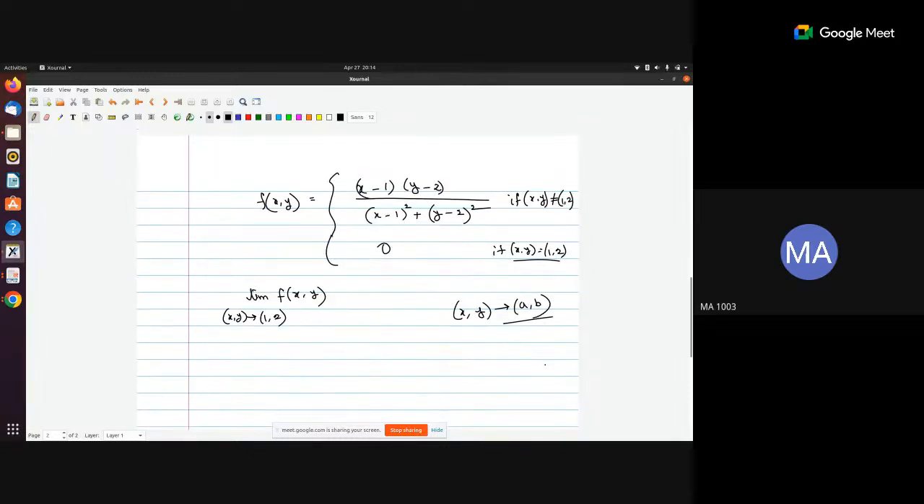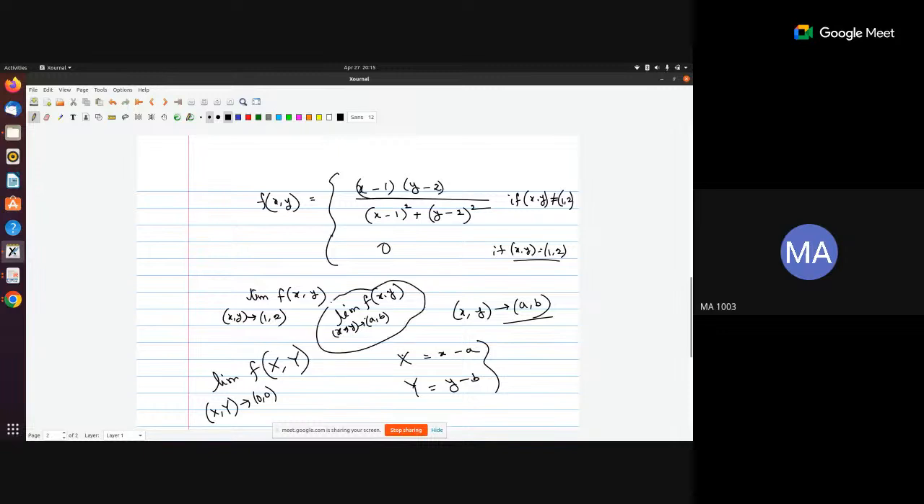I can shift my origin. So basically I can do this: my new capital X as x minus a, and new capital Y as y minus b. Now we are again coming back to this problem. New function XY, where XY is approaching 0, 0. I can transform this limit to this one by doing this substitution.